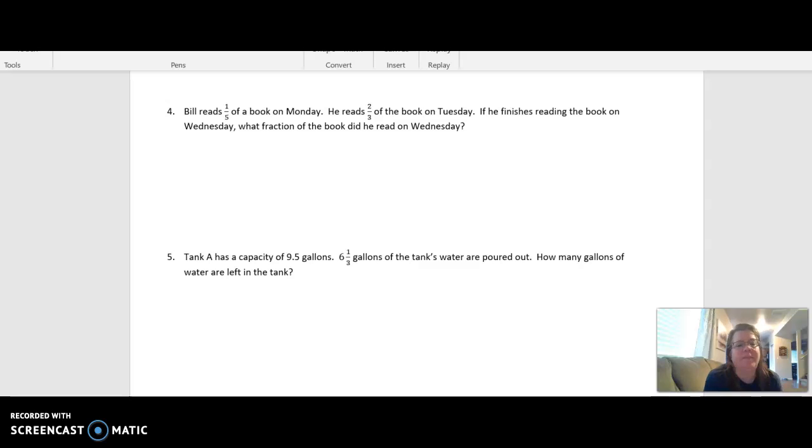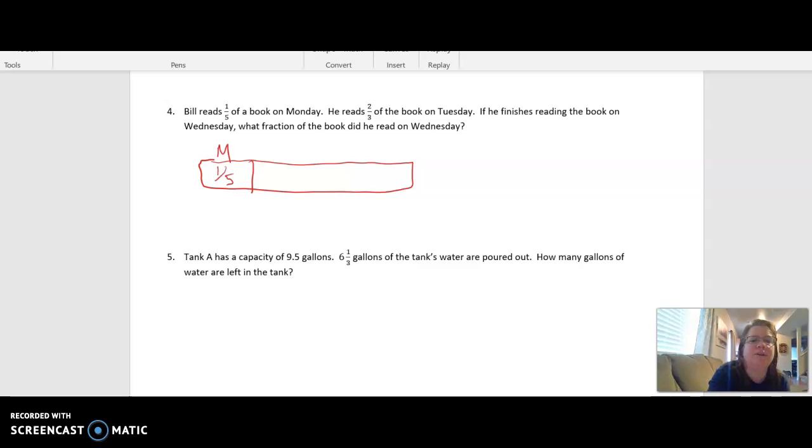So number 4, Bill reads 1/5 of a book on Monday. He reads 2/3 of a book on Tuesday. If he finishes reading the book on Wednesday, what fraction of the book did he read on Wednesday? This one's a little trickier, so I'm going to help you with this one, okay? So let's do a tape diagram, okay? So we're going to draw our tape, and we know that he read 1/5 on Monday, and this isn't going to be exact fraction pieces, but we're going to represent this as Monday, okay?